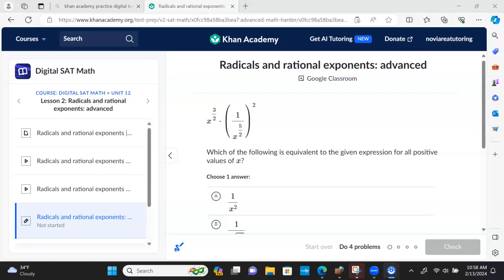Hi, this is Novi Area Tutoring, and I'm going to walk you through the Unit 12, Lesson 2, Radicals and Rational Exponents Advanced. This is problem number 1 in the Khan Academy practice.